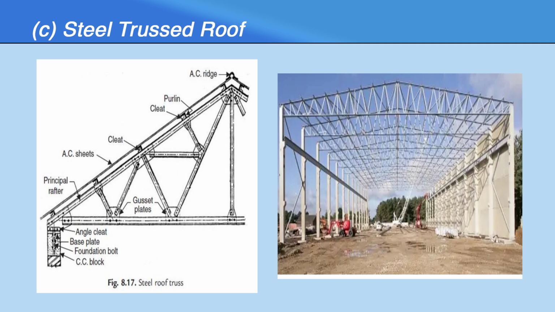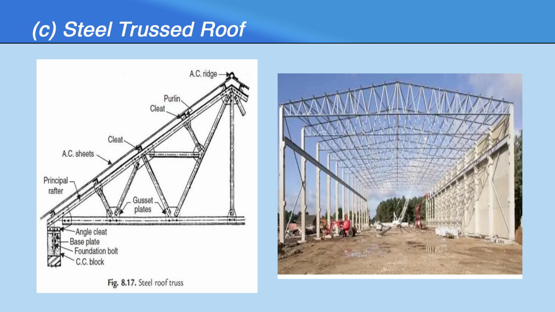Next, steel truss roof. Steel truss roofs are among the strongest types of pitch roof. Steel truss roofs are made from rolled steel structural members. Steel trusses are more economical than timber trusses for spans exceeding 10 meters. Mostly angle iron sections are used for roofing trusses. However, T section, I section, and channel sections are also used for large spans.